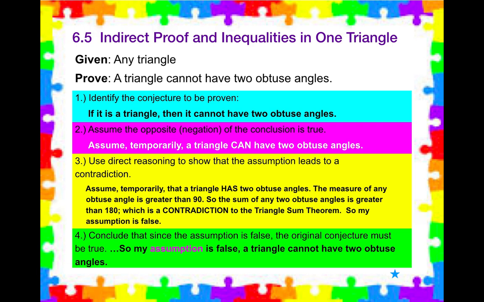So my assumption is false. A triangle cannot have two obtuse angles. Therefore, my original conjecture is true.